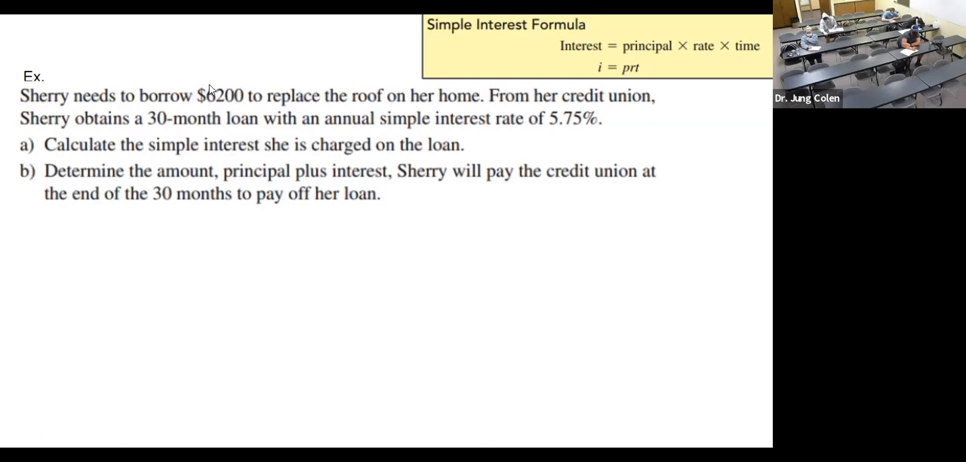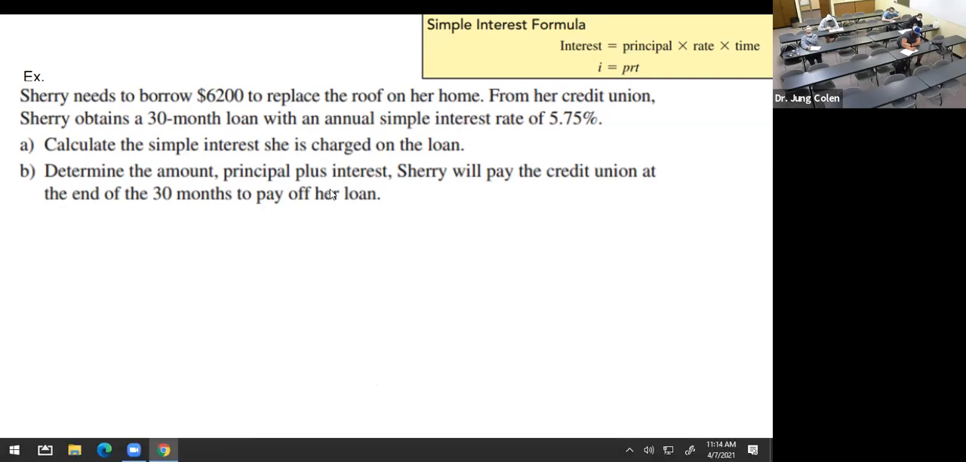So we are given how much money she's borrowing, principal. We are given time, 30 months. We are given interest rate, annual simple interest rate, 5.75%. So we have PRT. So we can simply just find the interest using the formula. Do you agree? Yes. So let's calculate the simple interest she's charged on the loan. So shall we do this together? I will do this first problem with you, and from the next problem, I will let you find the answers. So pay attention to this. So let's take a look.